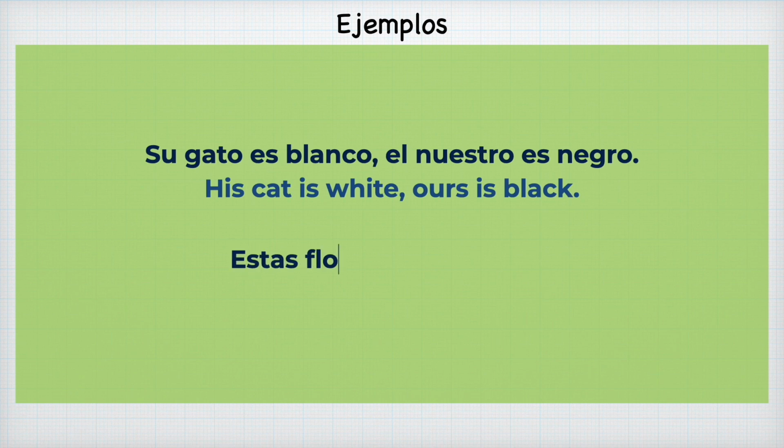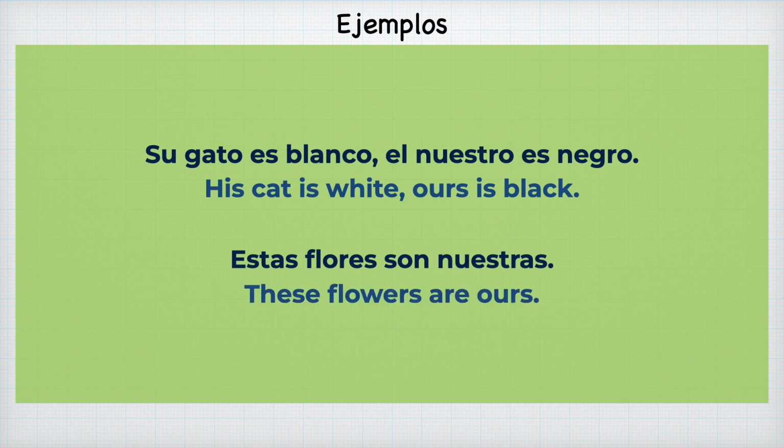Estas flores son nuestras. These flowers are ours. Flores is a feminine plural noun. That's why we're using nuestras.